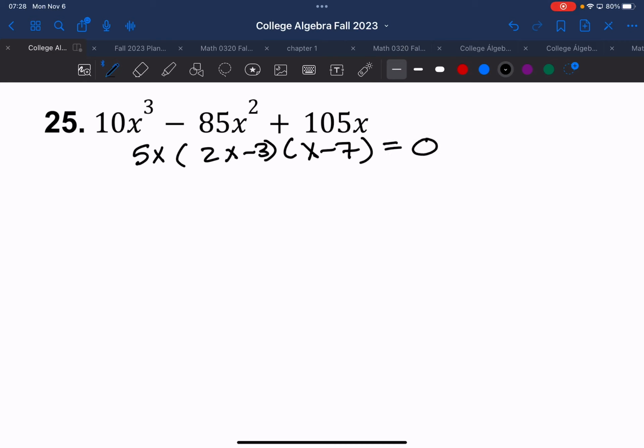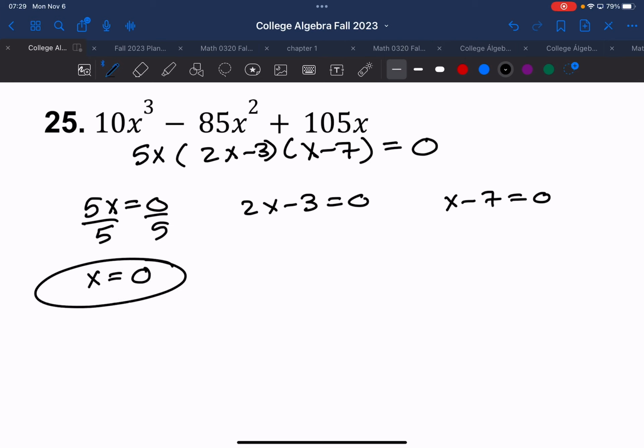Okay, so when we factor this, we got this. We're going to set everything equal to 0, but since we have a GCF in the front, we have to also set that part equal to 0. So I have 5x equals 0, 2x minus 3 equals 0, x minus 7 equals 0. So what does that tell us about the problem? Instead of 2 x-intercepts, we're going to have potentially 3. So for the first one, to get x by itself, what are we doing? Divide by 5, and that tells us that x is equal to 0.